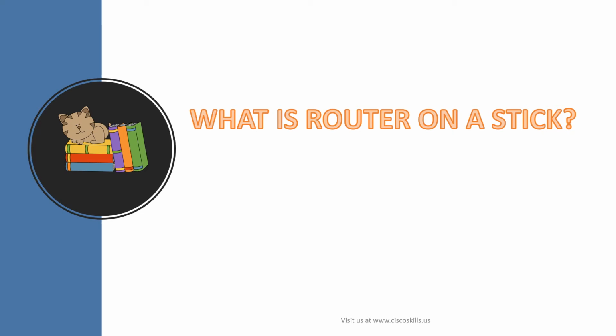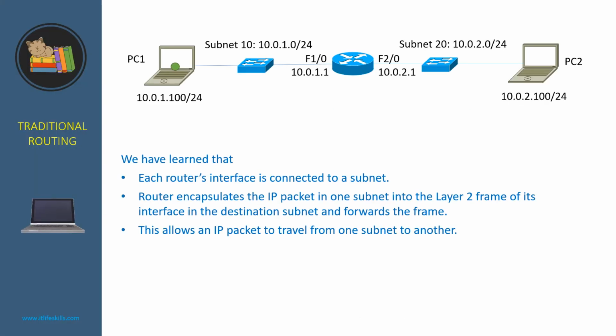Let's answer the question, what is router on a stick? In traditional routing, we've learned that each router's interface is connected to a subnet. For example, this router has two interfaces.